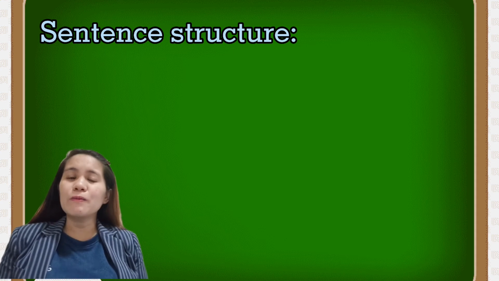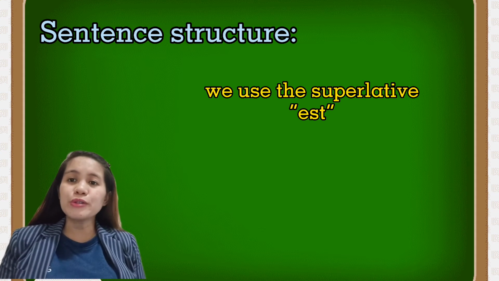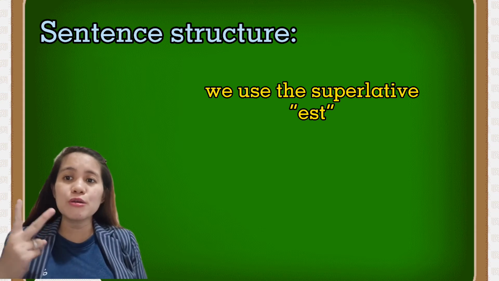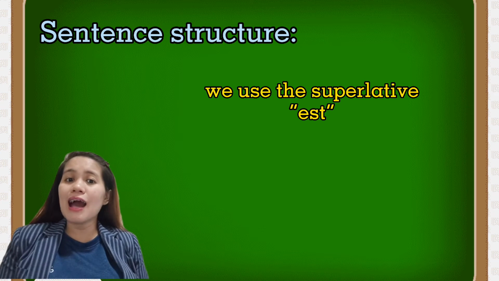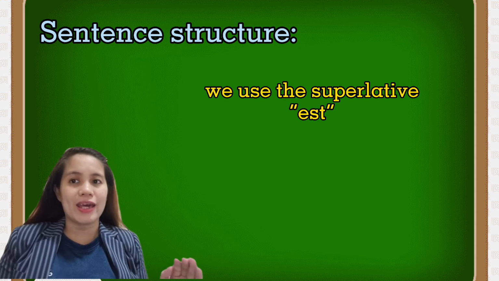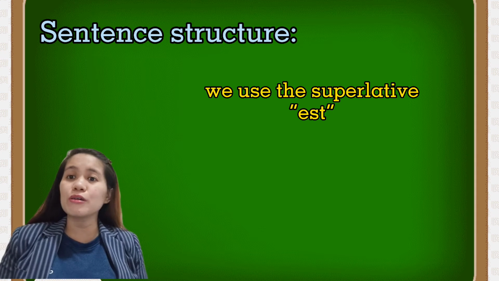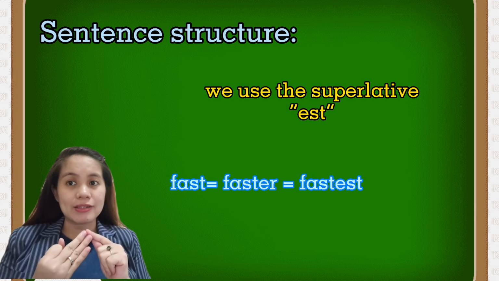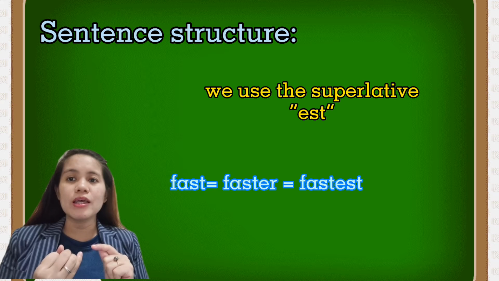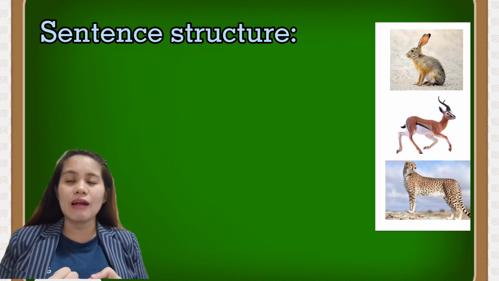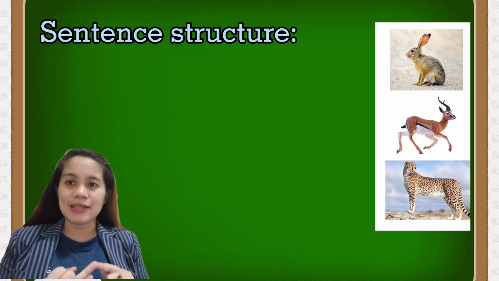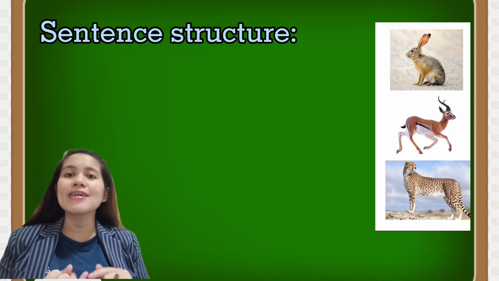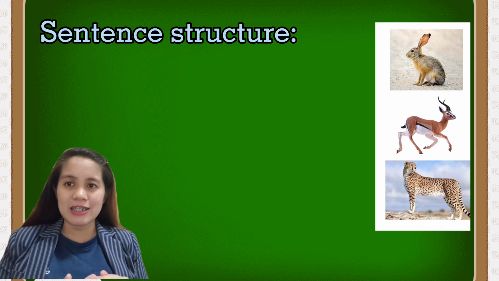Okay, now this time we have another question. We use the superlative. This time we are not going to use two animal names, but we ask directly among all the animals. So we have fast, faster, and fastest. We will put three animals: a rabbit, a gazelle, and a cheetah.